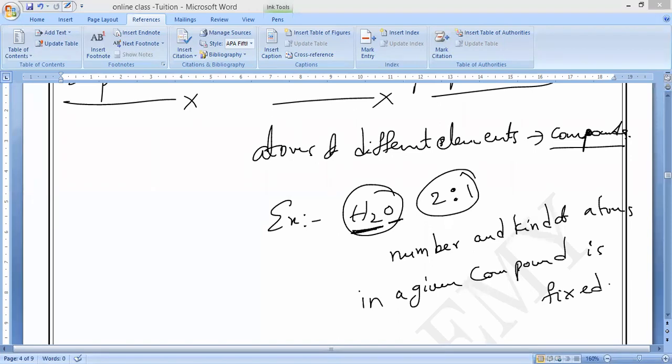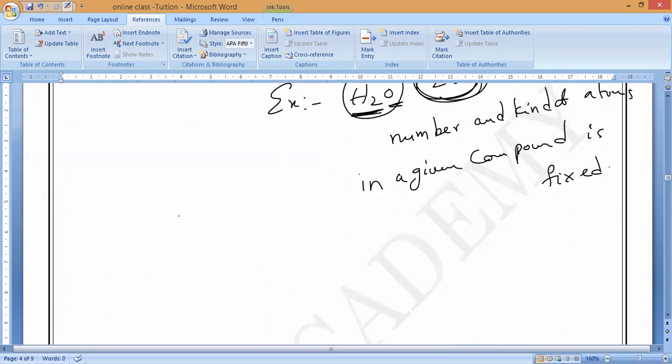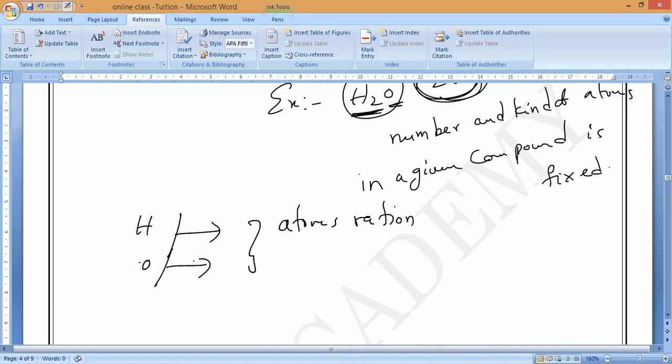Now let me take the same example again. I have already explained it. You can take water. What is the ratio of hydrogen and oxygen in water? 2:1. Correct? So now you can go to any location in the world, and always the ratio of atoms of hydrogen and oxygen in water is 2:1.